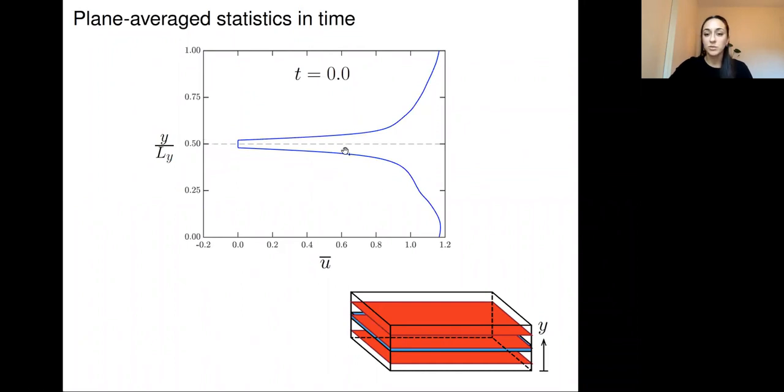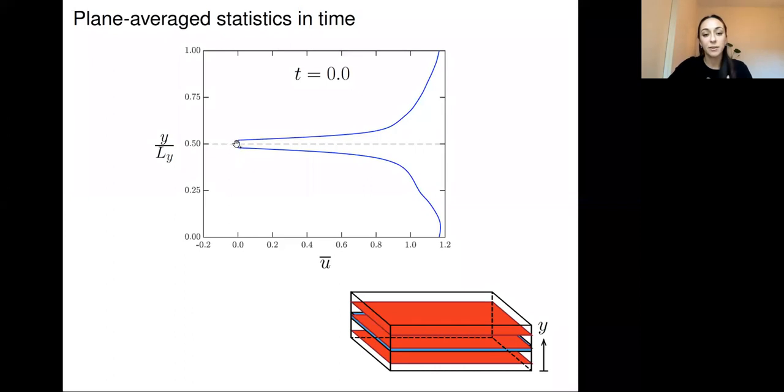Average streamwise velocity. So again, here we have this periodic boundary condition that was preserved here. They were points that were contiguous in space before, and now they're contiguous by this periodic boundary condition.